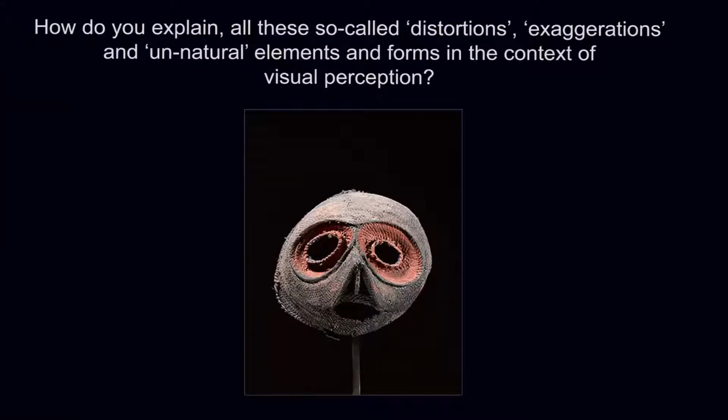In fact, if we are to characterize the visual perceptions of these artists who are making these masks and heads, we must look at their artworks in order to figure out their visual perception, because it is in these masks and heads that their visual perception is embodied. So how do you explain all these so-called distortions, exaggerations, and unnatural elements and forms in the context of visual perception?